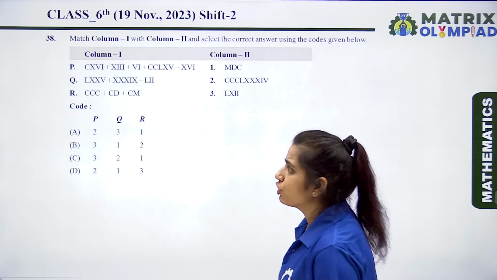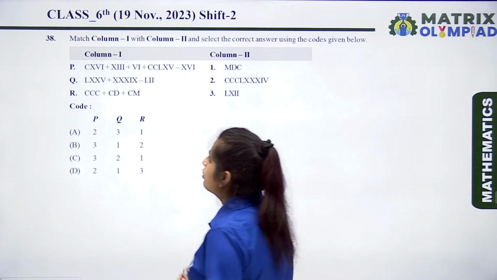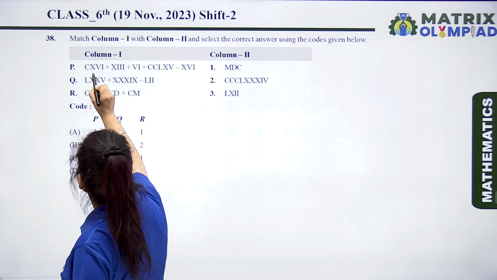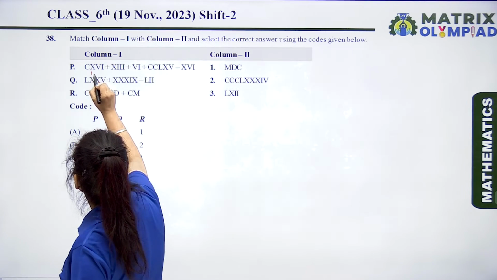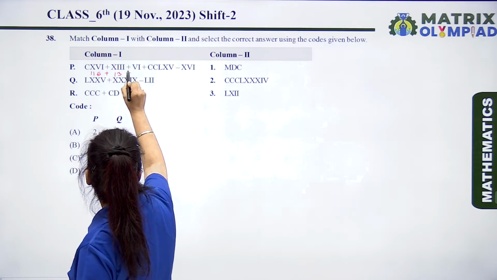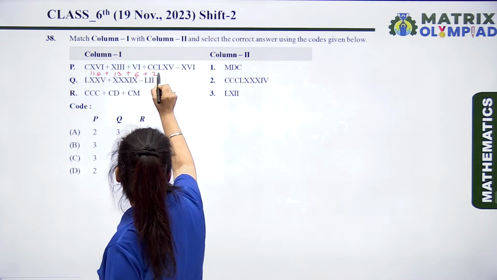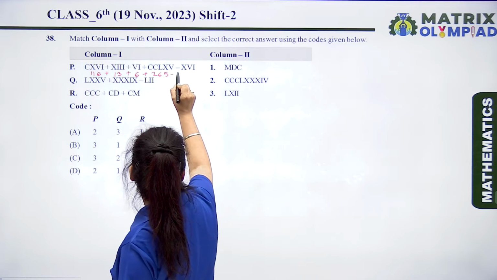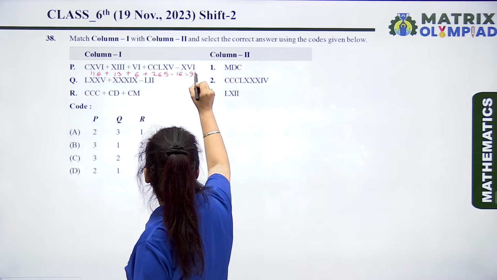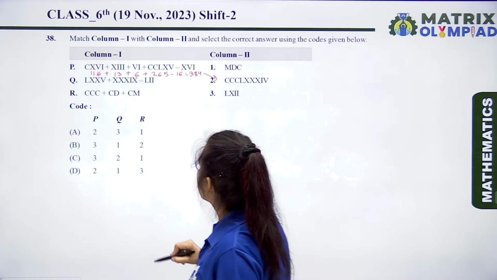The next question is question number 38. Here also we have to match the column. So here let's solve it and check which is the correct answer. So we can write it like this: 116 plus 13 plus 6 plus 265 minus 16, that is equal to 384. So here this is the answer.